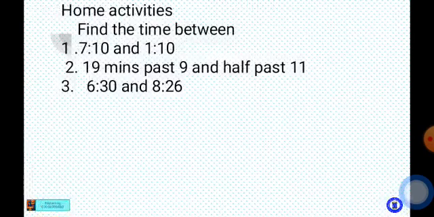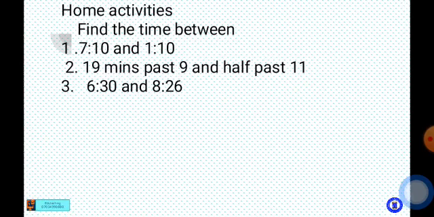Also answer this one. Find the time between 1, 7:10 and 1:10. 2, 19 minutes past 9 and 11:30. And number 3, 6:30 and 8:25. Let me give you a clue in number 1. 7:10 and 1:10. Sorry, this 1:10 is PM, whereas 7:10 is AM. So change this 1:10 to 24-hour time. Change it to 13:10 before you do your subtraction to get your answer quickly. Am I understood?